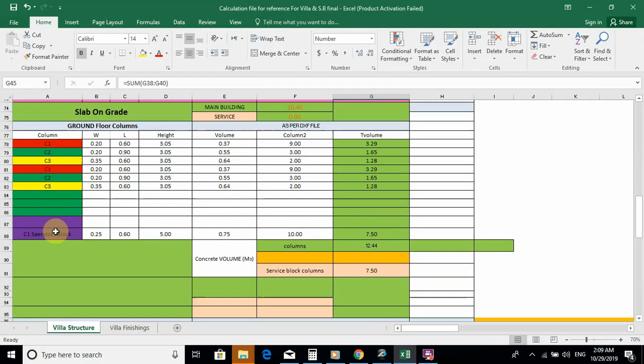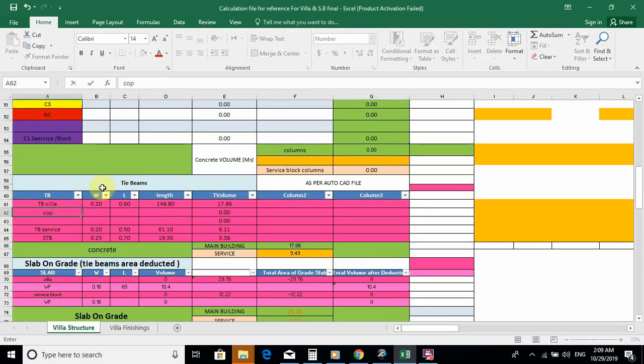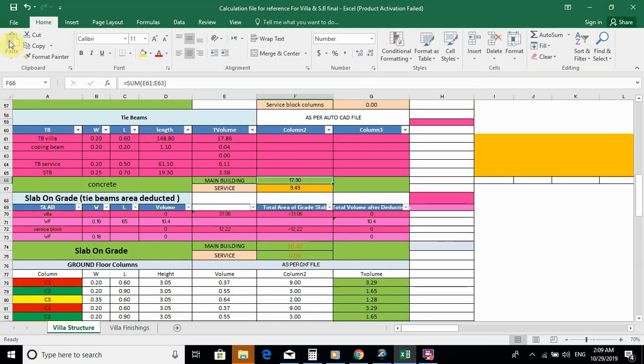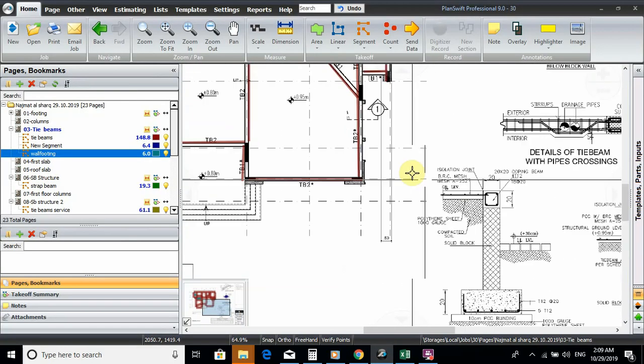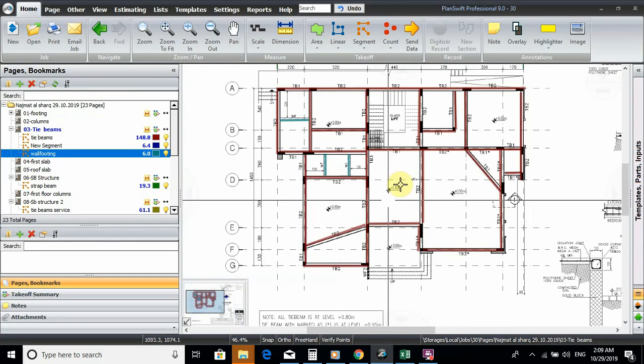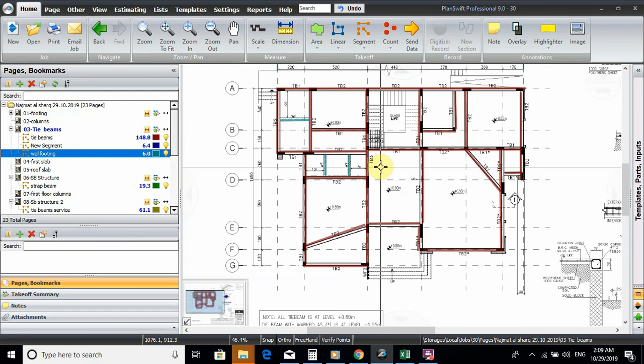0.2. Coping beam, 0.2 multiplied by 0.2 multiplied by 1.1, for the main building, the combi. See how we make it separate, and there are still the solid block parts, which I will include with the solid block calculation. Now finished.